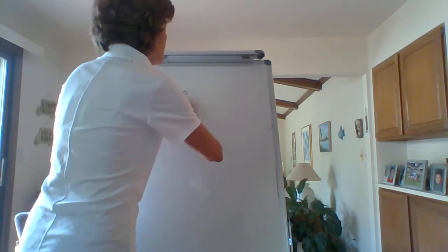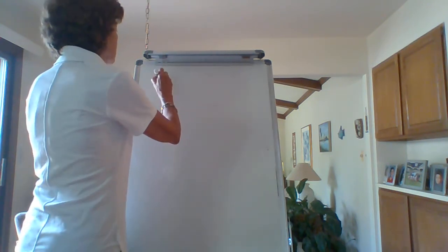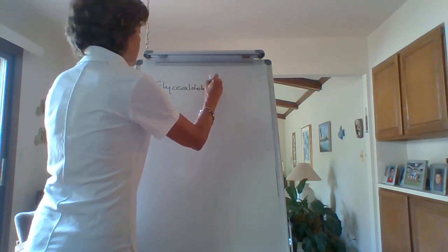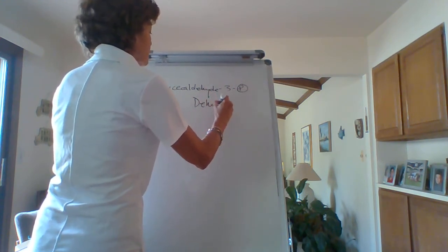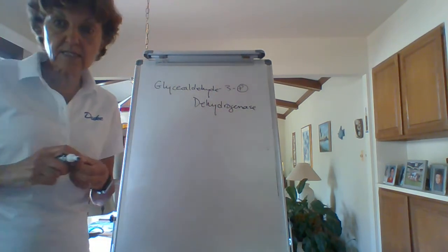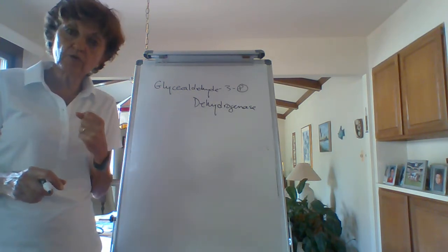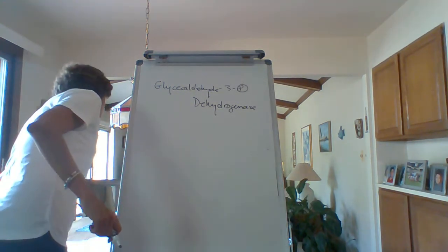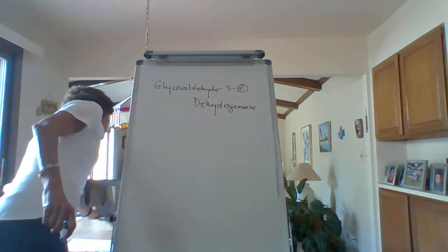All right, so the next enzyme is a really important enzyme. This is enzyme number 6. This is glyceraldehyde 3-phosphate dehydrogenase. Okay, just from the name of the enzyme, dehydrogenase, this is an enzyme that catalyzes the removal of hydrogens. And anytime you remove hydrogens, if you remember from organic chemistry, that's a redox reaction. It's an oxidation. So glyceraldehyde 3-phosphate dehydrogenase catalyzes a redox reaction.